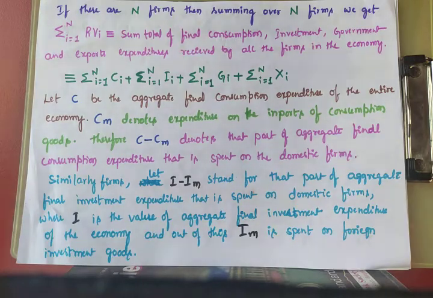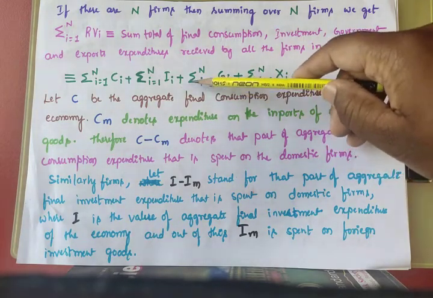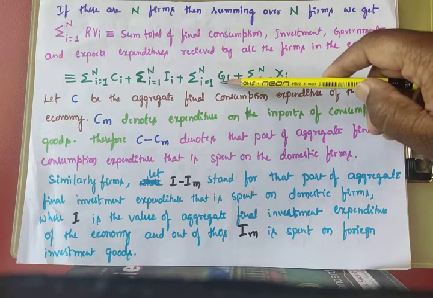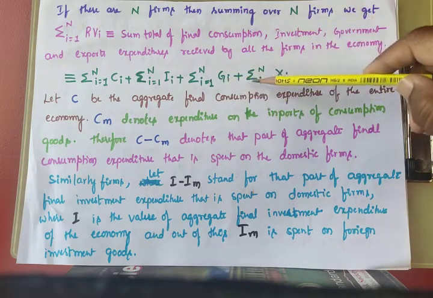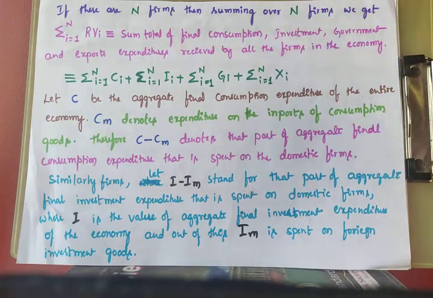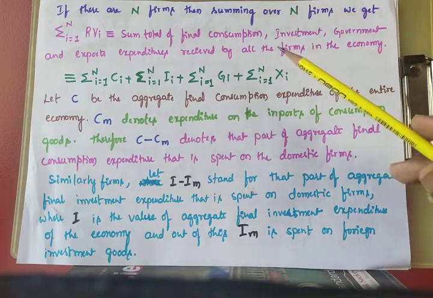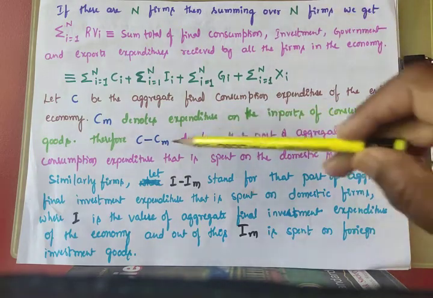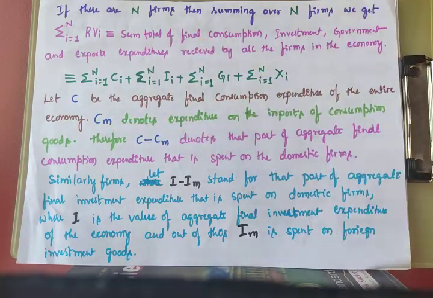Up to n number of firms, likewise plus sigma i equals 1 up to n of Gi, government expenditure on both consumption and investment, plus sigma i equals 1 up to n of Xi. Xi means exports, expenditure on exports done by each firm. So here C is the aggregate final consumption expenditure, and we can say CM. C means consumption expenditure.